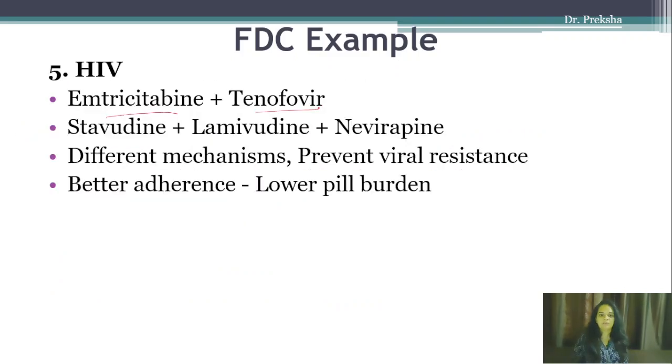Emtricitabine plus tenofovir: these two drugs have different mechanisms and it also prevents viral resistance. This also provides better adherence and lowers the pill burden. Stavudine plus lamivudine plus nevirapine: these drugs also have different mechanisms which prevent viral resistance, with better adherence and lower pill burden. So these HIV treatment combinations are also rational FDCs.